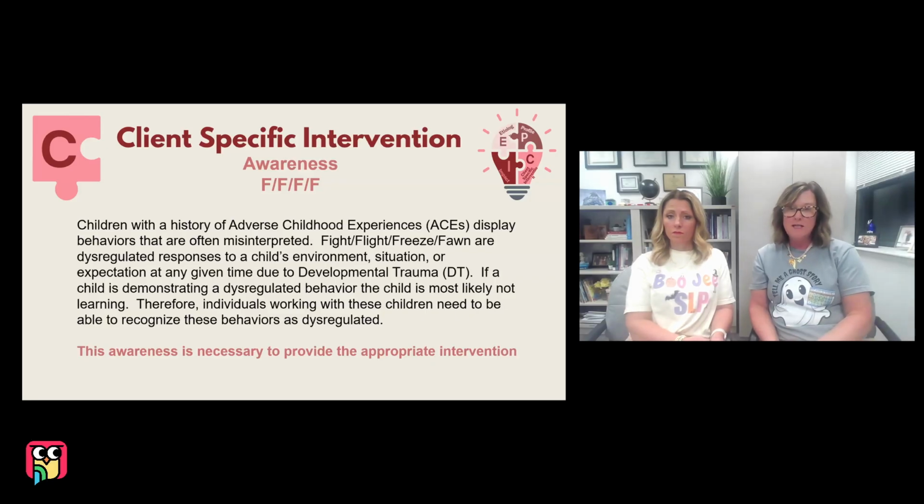If a child is demonstrating a dysregulated behavior, then we need to know that the child is not learning. Most of our clients are dysregulated for 75 to 80% of their day. If they're in a classroom environment and they are dysregulated, they are missing the majority of what they are being taught. That's where that inconsistency comes in, where teachers say, he could just do it yesterday, so he's just not trying. Or the parents say, when he gets home, he has no idea what this paper is, and I know he saw it at school.